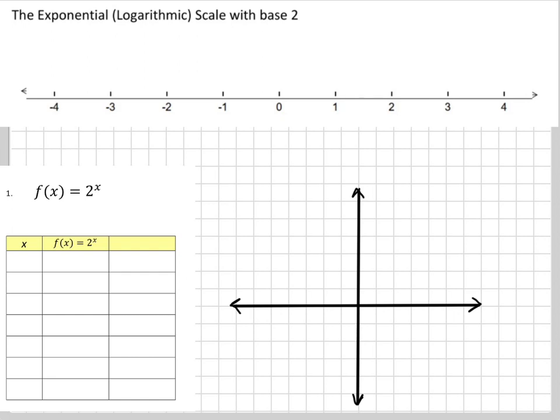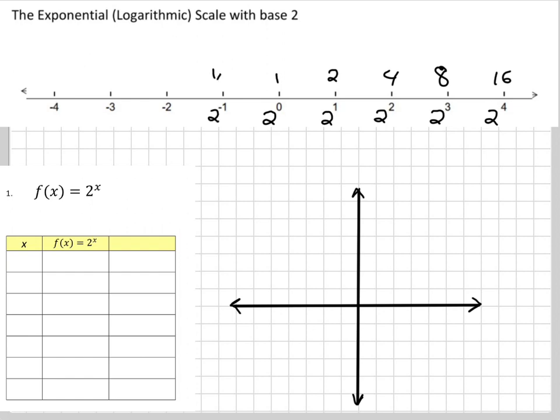Okay, so I'm going to keep this same exact base of 2. It's pretty simple and easy, right? So let's create the scale again. We just did it. So 2 to the 0 is 1. 2 to the first power is 2. 2 squared is 4. 2 to the third power is 8. 2 to the fourth power is 16.